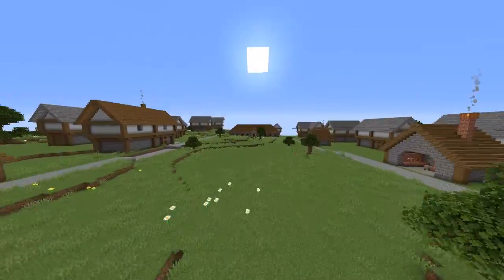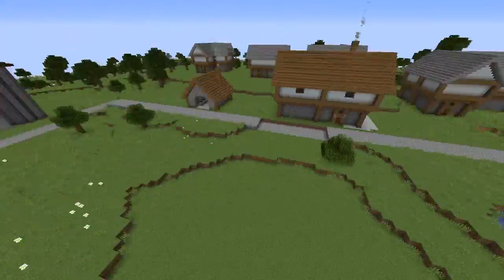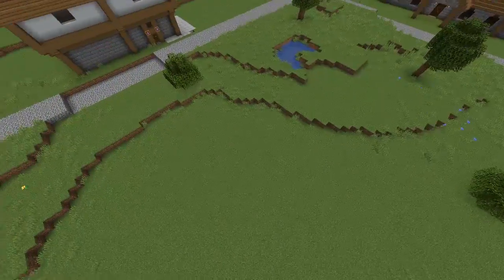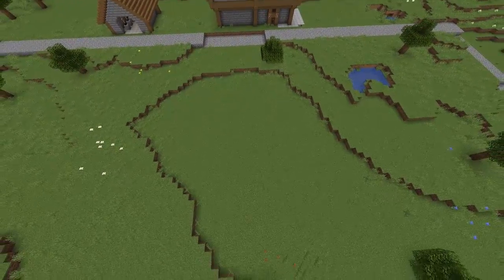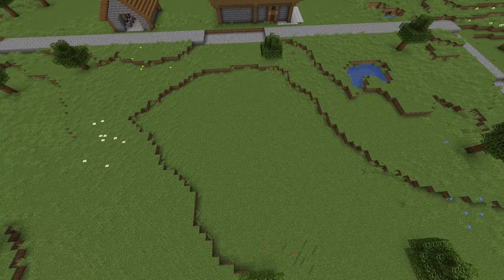Okay, so next is the park. This is kind of just like a big area in the middle of the town that can be used for recreational purposes and for town meetings and stuff like that.